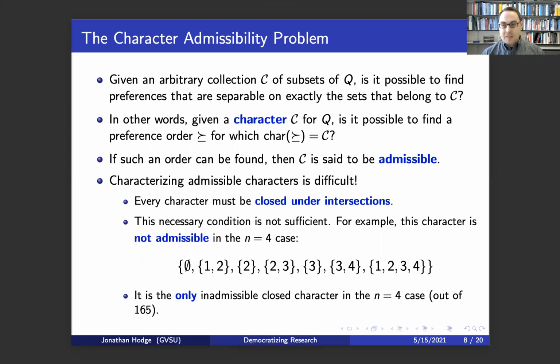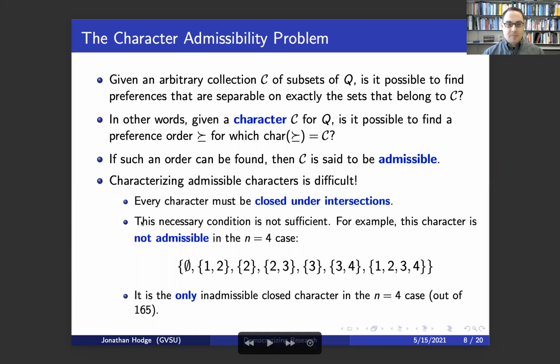which is puzzling. And we still don't know why. We can construct a proof that says this character is not admissible. We can explicitly find preference orders for all of the other 164 characters. We're just not quite sure how this generalizes. And we really know nothing about the structure in general for elections with more than 4 questions.